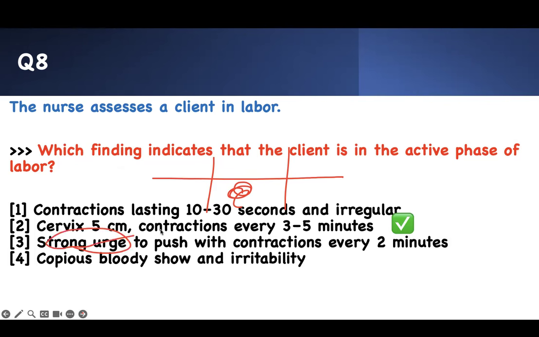Strong urge to push, that's the buzzword. It is what? Ferguson reflex. And that is the transition phase. Copious amount of blood: I know a lot of people will pick number 4. This is blood show. It has nothing to do with the active phase. Most of the time, it's the transition phase. So know these little buzzwords, and that is what will make labor and delivery straightforward for you.